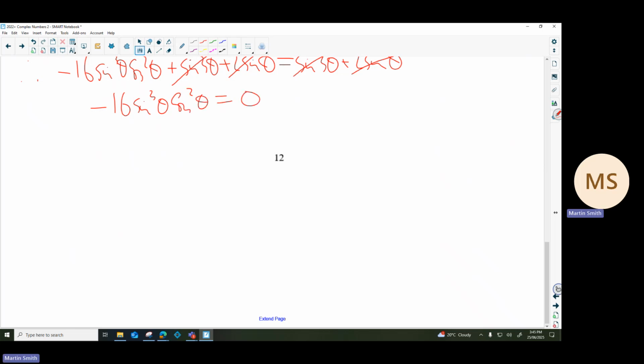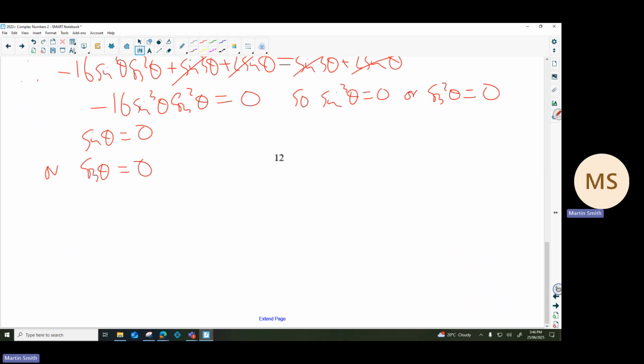A slightly odd looking trig equation, but basically I can divide through by minus 16 because that can't equal 0. That gives me that sine cubed theta times cos squared theta is 0. But two things multiplied can only give 0 if either the first is 0, sine cubed theta is 0, or the second is 0, cos squared theta is 0. You can then cube root both sides, and that means that sine theta is 0, which is now an easy equation to solve. Or if you square root both sides in the second one, you get that cos theta is equal to 0. So we've turned this horrible equation into two elementary trig equations.